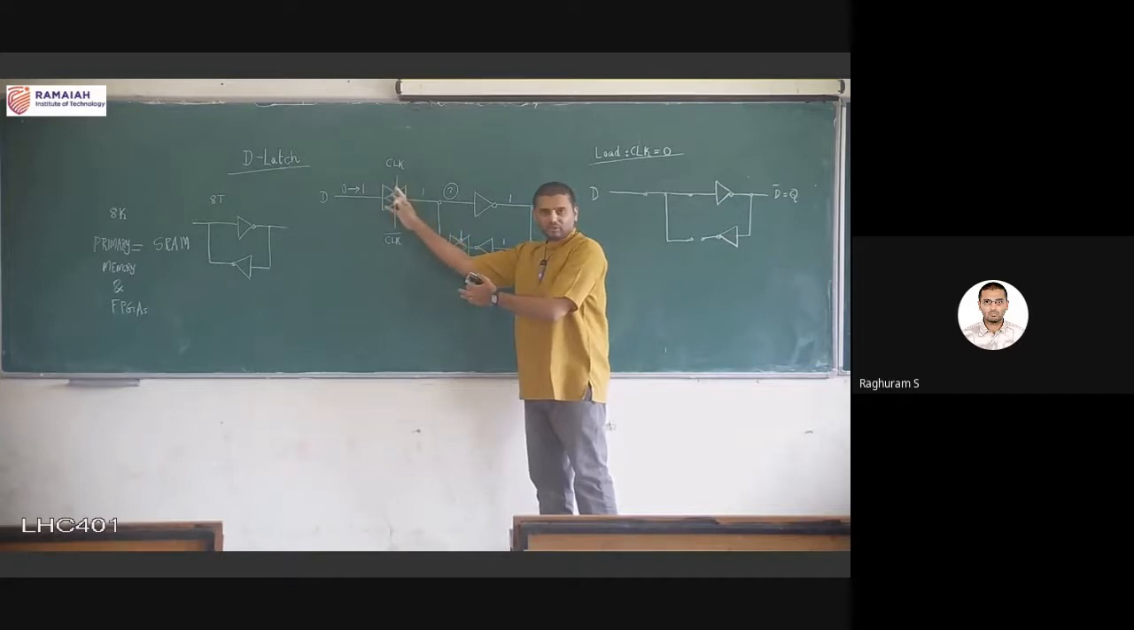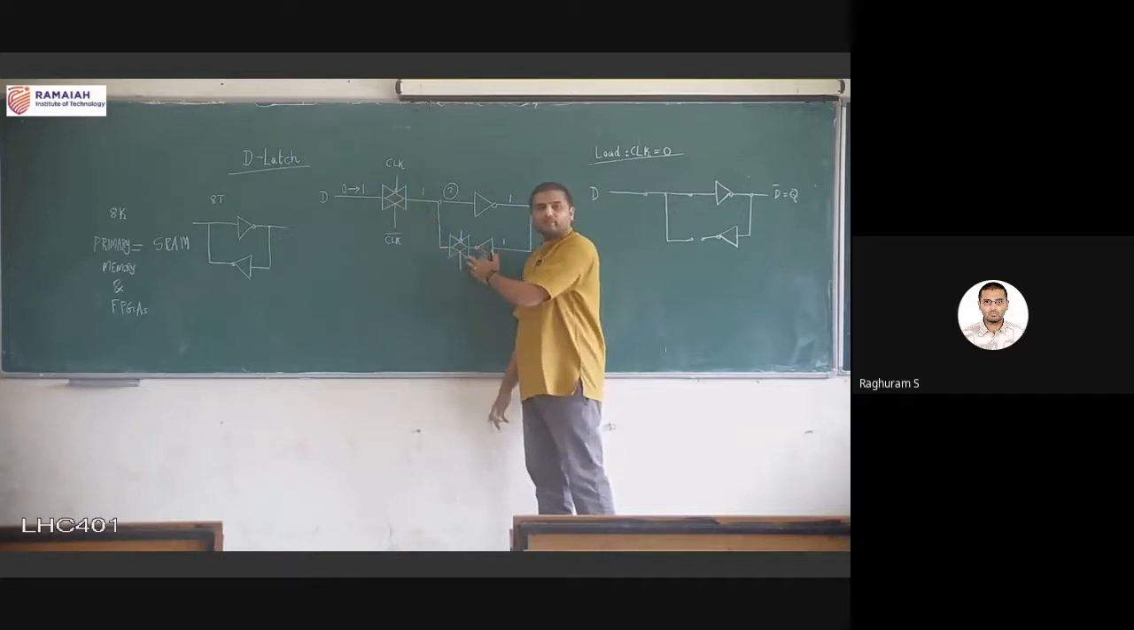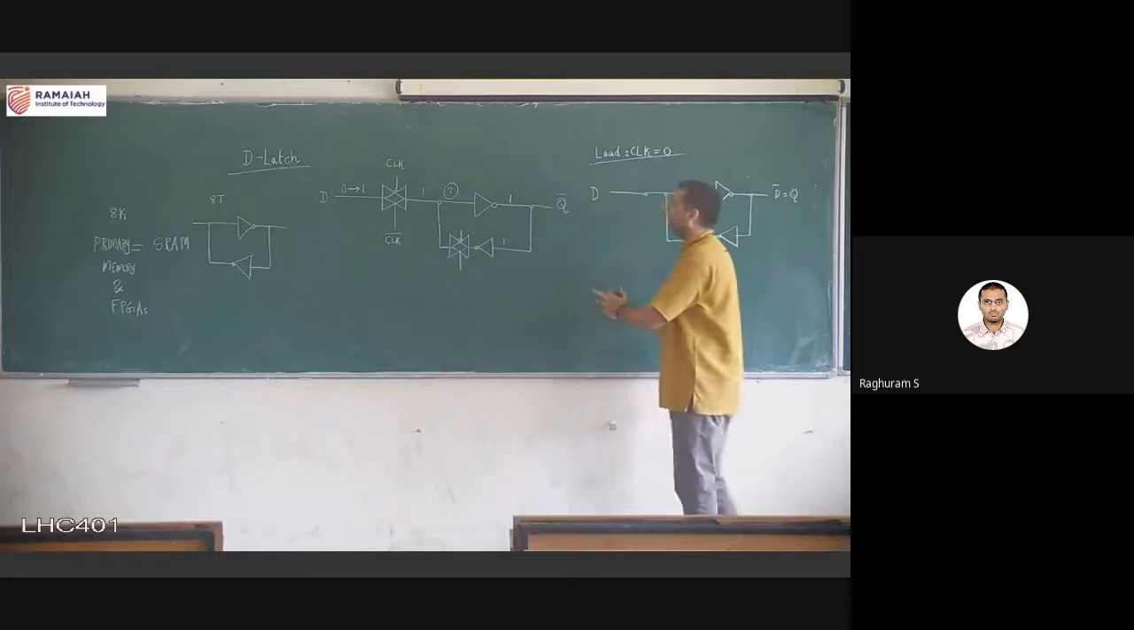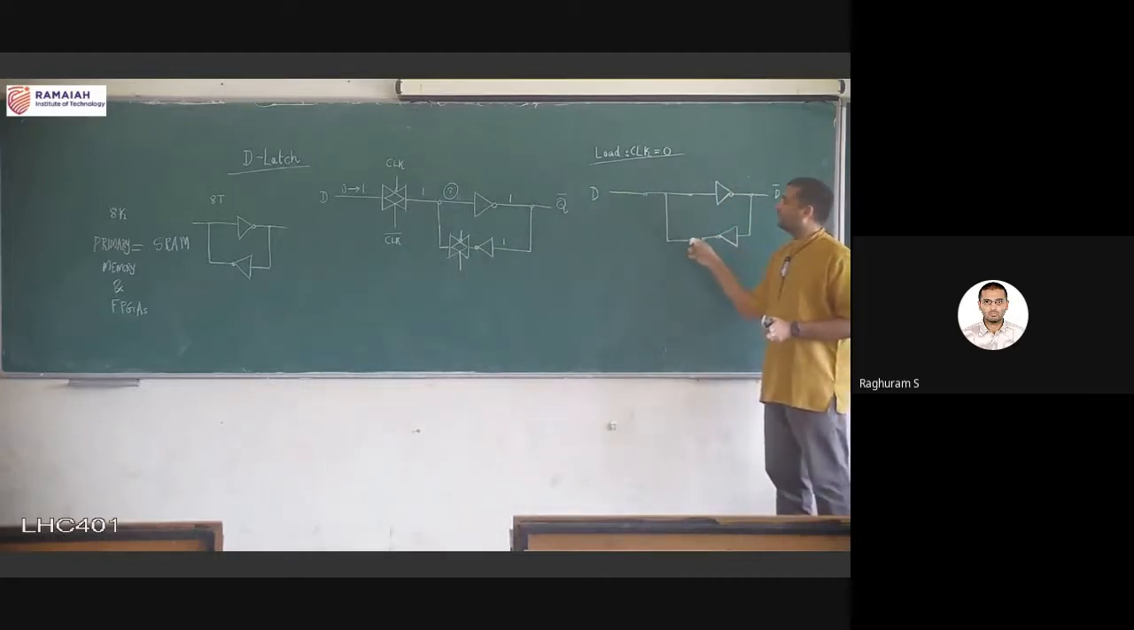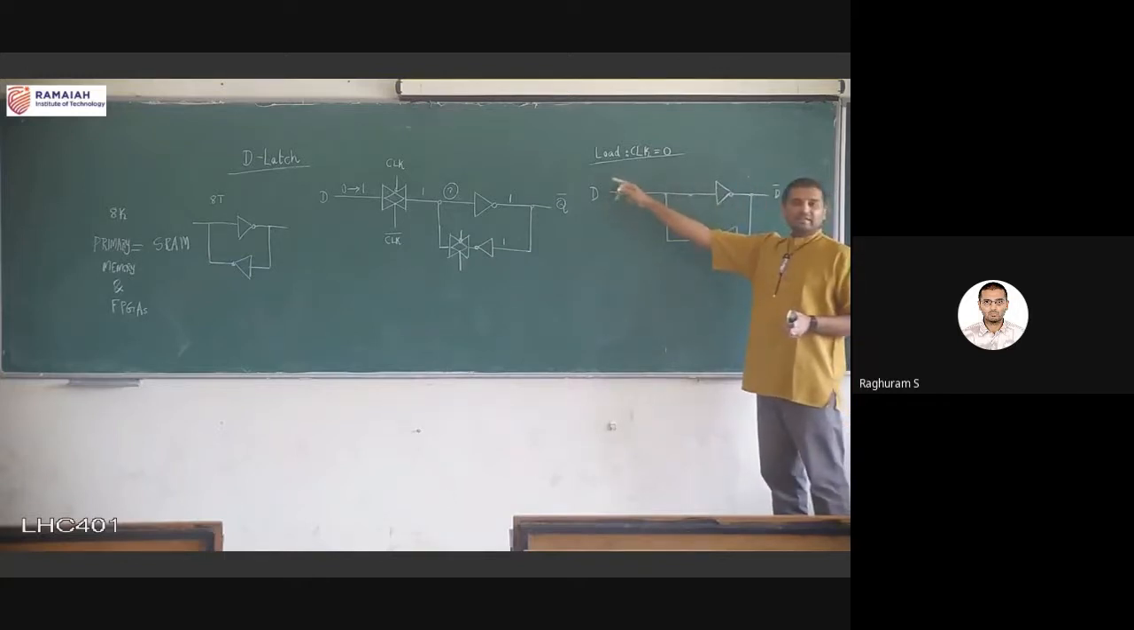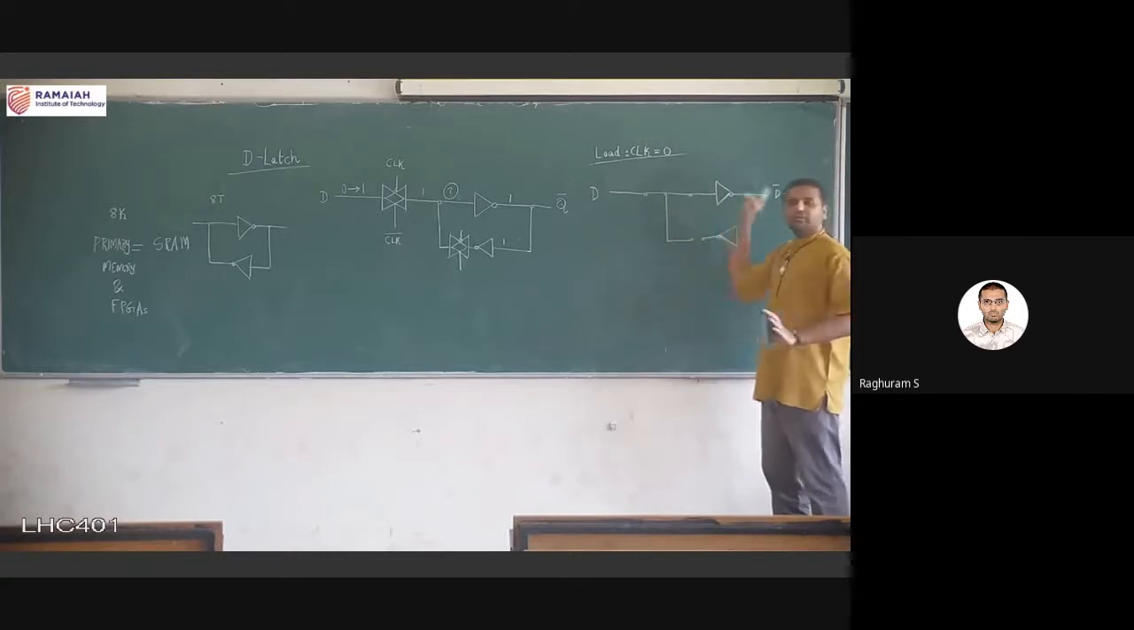When this transmission gate is conducting, this should be open circuit, and if I design the clocks in that way, then this will be conducting, this will be open circuit, I am loading. So now continuous connection is there. As D is changing, there is no clock signal anywhere in this diagram, right? Clock is completely out of the picture.